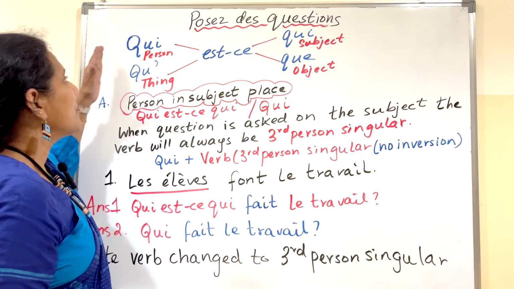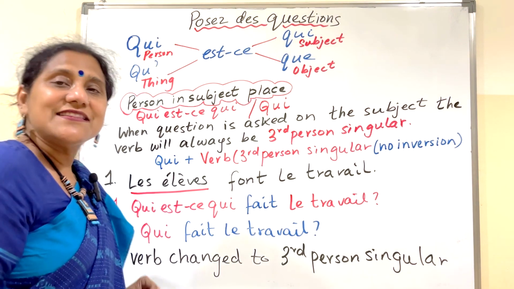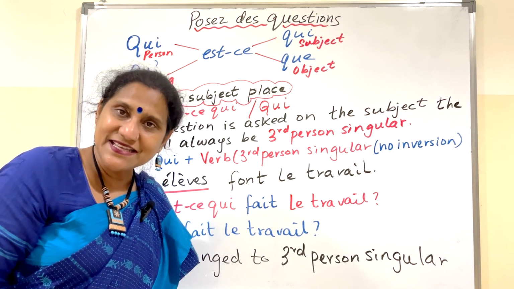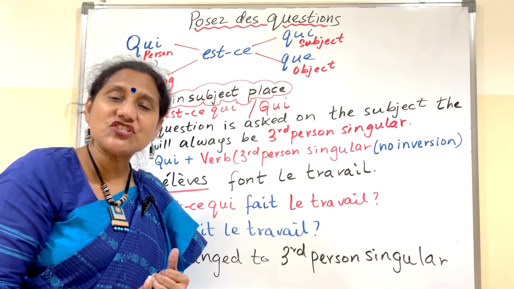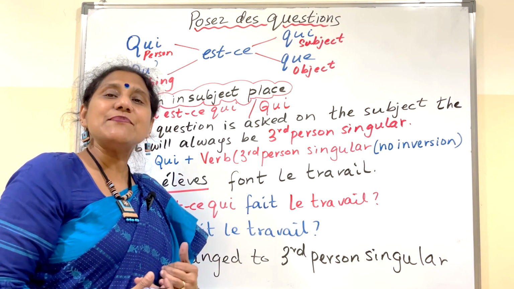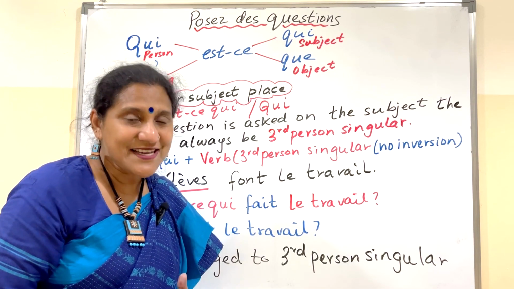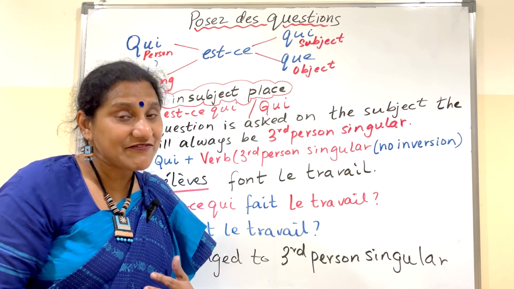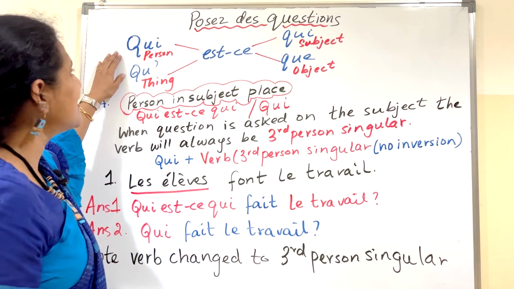So, we learned when we were learning discours direct and discours indirect, how to change. We saw that when we are changing from direct to indirect, the phrase interrogative, and we named it type C for our convenience. That is les pronoms interrogatifs, how we were changing. Let's come back to that here.